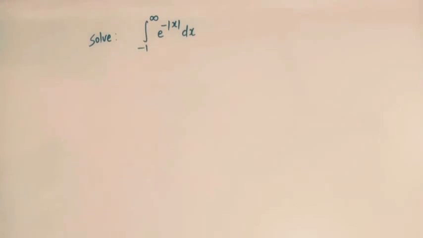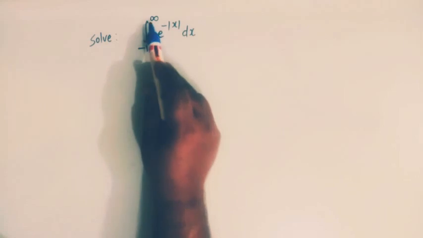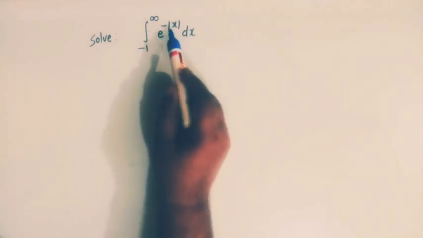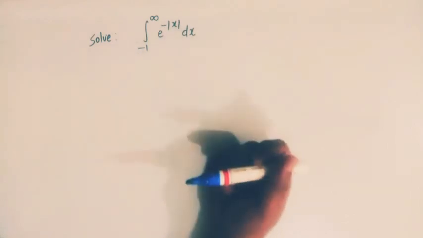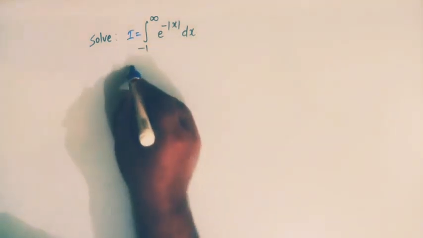Hello viewers, so today we'll solve this integral from -1 to infinity of e raised to minus absolute value of x. So let us start. Let us call this integral I. Here we have the lower limit as -1 and the upper limit as infinity.